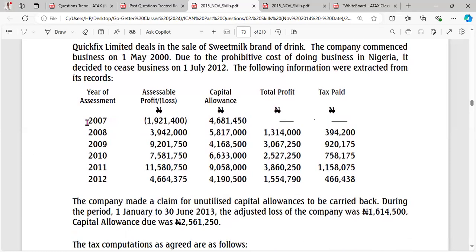Now look at from 2017. So let's count. This is 1, this is 2, this is 3, this is 4, this is 5, this is 6 years. They gave us about 6 years assessable profit, year of assessment. Now we have a loss here, assessable loss. Look at the capital allowances here. Look at the total profit. Of course, there will be no total profit and there will be no tax paid because you have a loss. In the next year, you have an assessable profit. Look at the capital allowances, look at your profits, your total profit, and look at your tax.